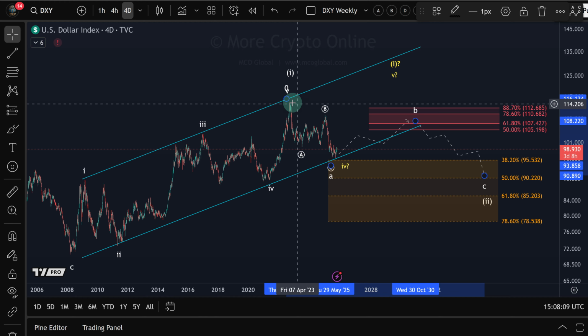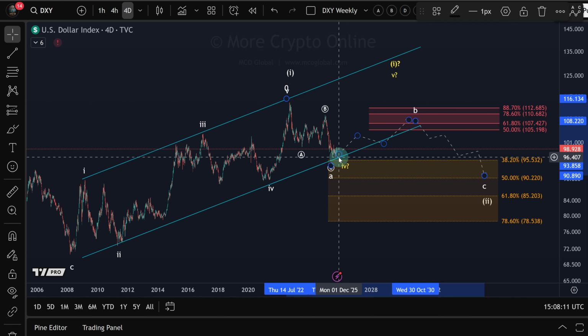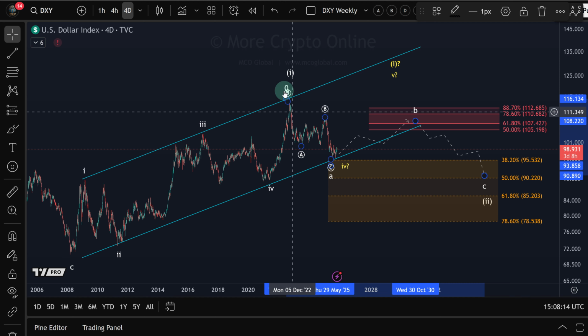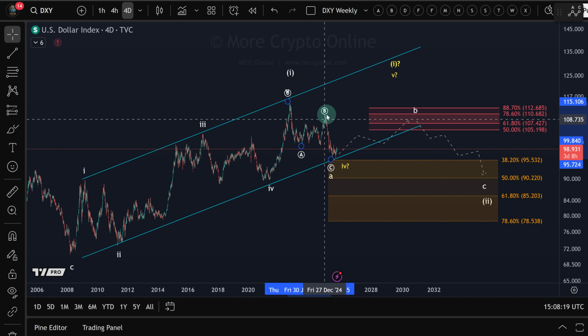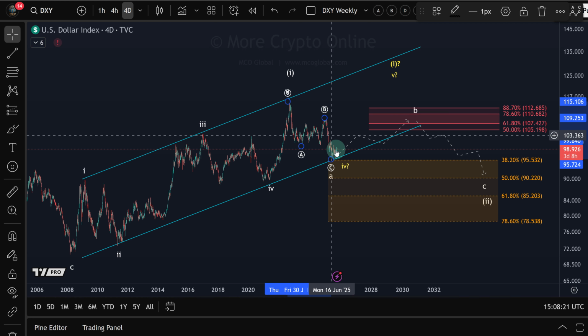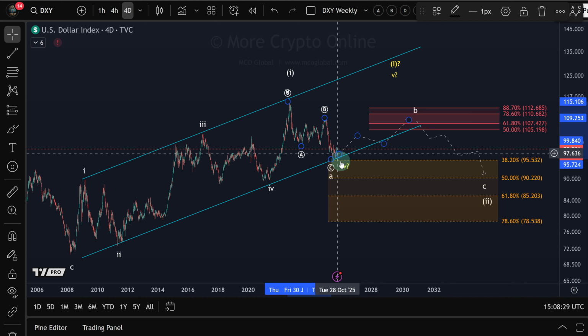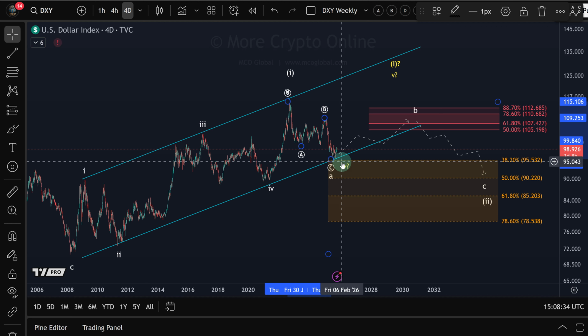The DXY has unfolded perfectly in a perfect flat correction. No, sorry, it's not a flat, it's a zigzag. We have a 5-wave move down in A. This B wave was a flat, and then the C wave down in 5 waves. It looks really good. It's done what it needed to do, but can I rule out another low? No, it would actually be quite likely. I cannot rule out another low, and it would require a 5-wave move up on a local level, like the lower time frame, 5 waves up and 3 waves down to signal a low.